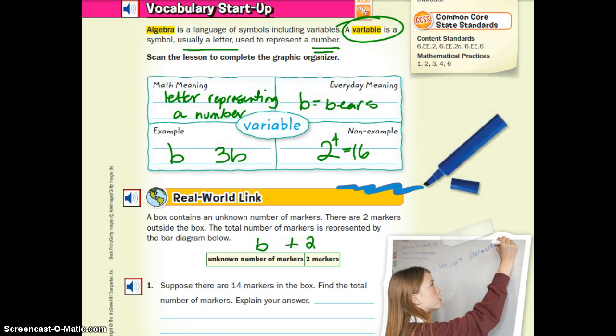And I'm not going to use an M because I already know that I have 2 markers. So that number doesn't change. The markers outside is 2. But then I'm going to use a B for box. So my B stands for my box. And they have now told me that there are 14 markers inside the box. So I now can substitute 14 plus 2 and tell you that the total number of markers is 16. So again, I use algebra to explain my problem.